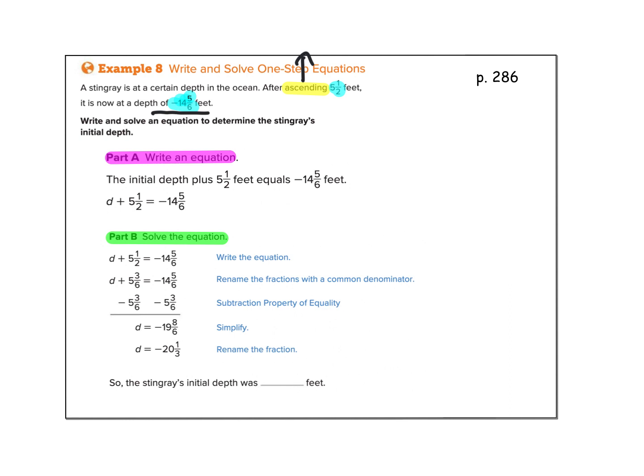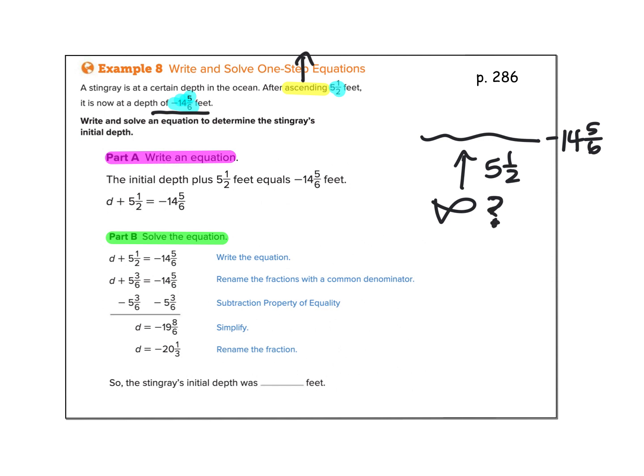Okay, so I had my stingray somewhere. Okay, I'll just draw like a fish. And I don't know how deep it is. I know it goes up 5.5 feet. Now the depth is, this is where it's at. It's at negative 14 and 5/6. I want to know, can we find that initial depth? Where was that stingray to start with?